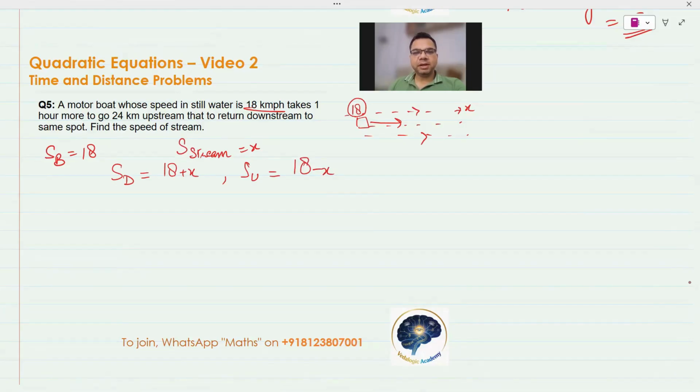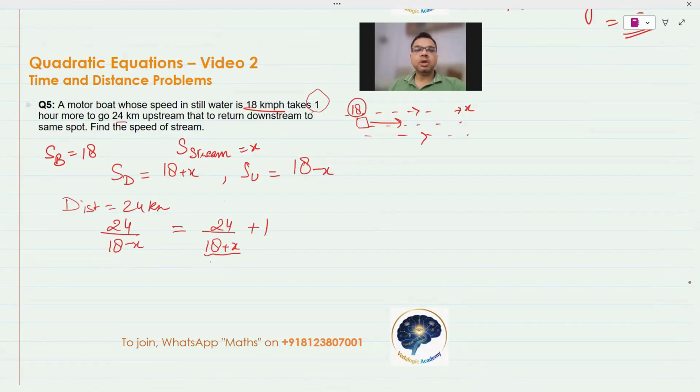Okay, hope it is clear till here. Now it says it takes 1 hour more to go 24 kilometer upstream. So distance is 24 kilometer. Now, if I am going upstream, so let's say 24 upon 18 minus x. So this will take me more time. So this is 24 upon 18 plus x. So it takes 1 hour more. So whatever the time that I have taken for downstream, it will take 1 hour more to go upstream. This is what the question is. I hope this is clear. So it takes 1 hour more. So this is the important thing using which we are building the equation now.